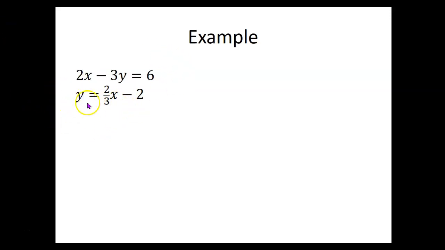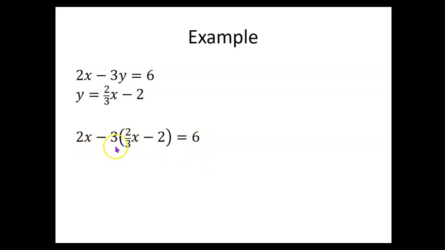But since this bottom equation is already solved for y, seems like the most convenient thing to do would be to use the substitution method. I will substitute in 2/3 x minus 2 in place of the y in the top equation. So 2x minus 3 times 2/3 x minus 2 equals 6.